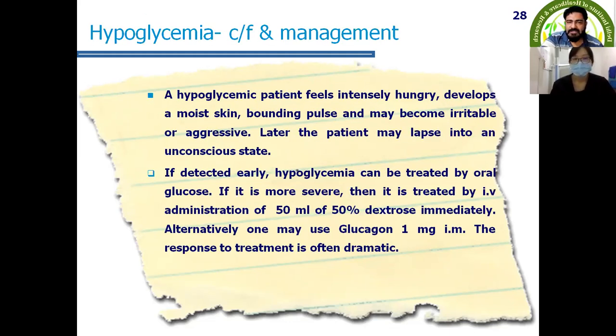A hypoglycemic patient often feels extremely hungry, develops moist skin and a bounding pulse, and becomes irritable and aggressive. Later, the patient may lapse into an unconscious state. If detected early, hypoglycemia can be treated with oral glucose. If it is more severe, it can be treated with IV administration of 50 ml of dextrose immediately. Alternatively, one may use glucagon 1 mg, and the response to treatment is often dramatic.